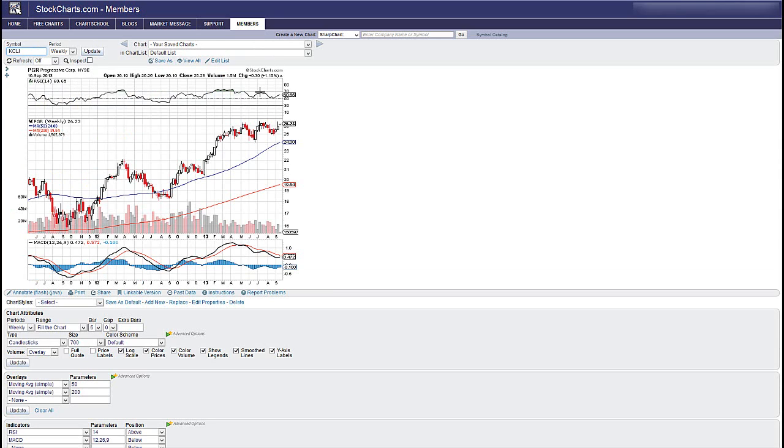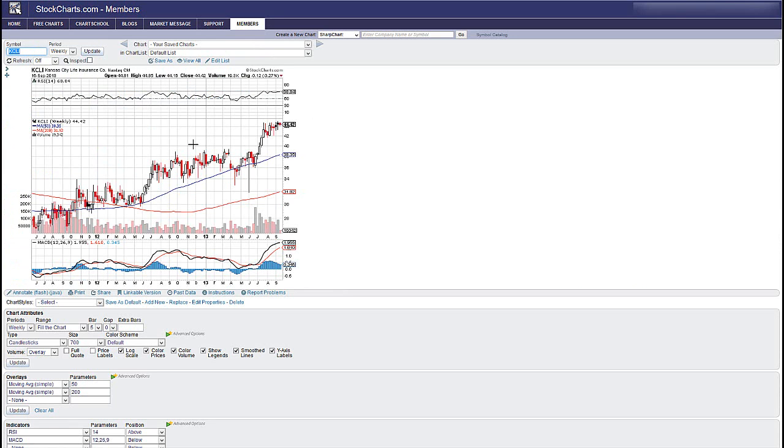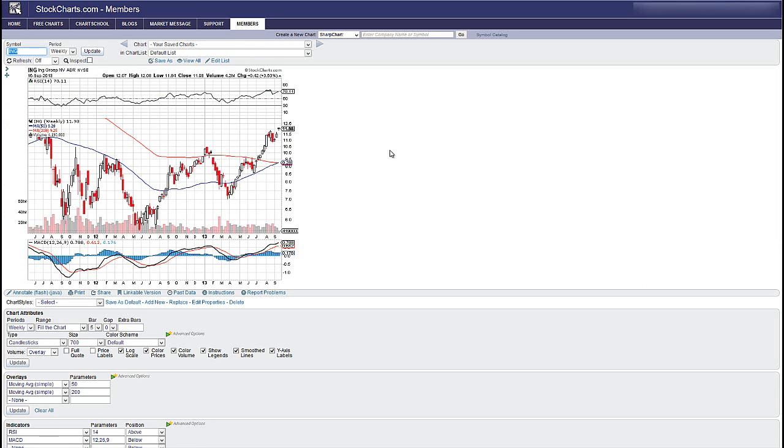KCLI, Kansas City Life Insurance, also trading around highs here. LNC, I mean, the list really goes on. ING, there's all these companies that are just trading way high right now compared to what they had previously. And that's because overall, insurance companies are soaring right now.